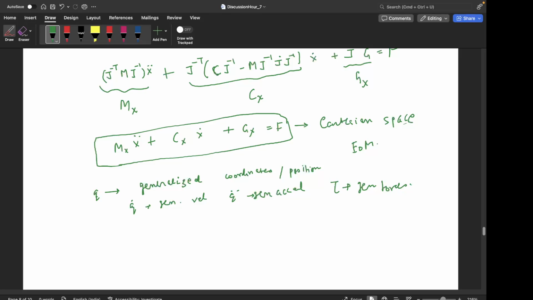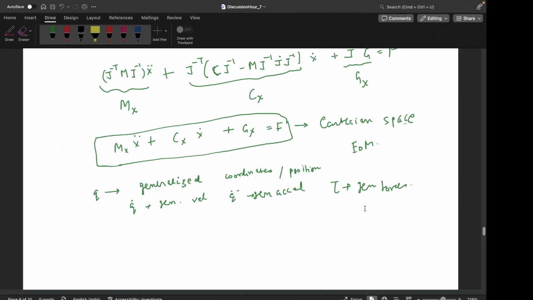Once you're working with systems which have only revolute joints, then for simplicity these terms are called as joint. q will be called as joint positions, q dot joint velocities, q double dot as joint acceleration, and tau as joint torques. So for a manipulator, the more convenient set of terms would be joint position, joint velocity, joint acceleration, and joint torques.